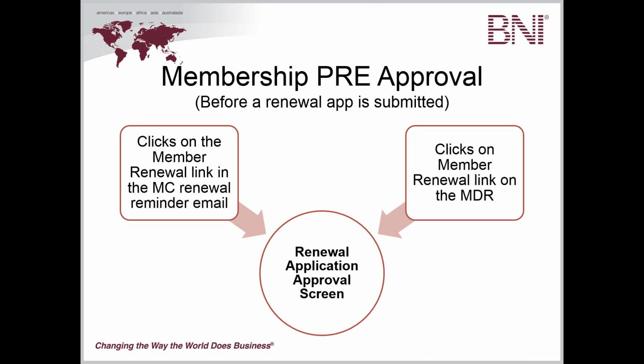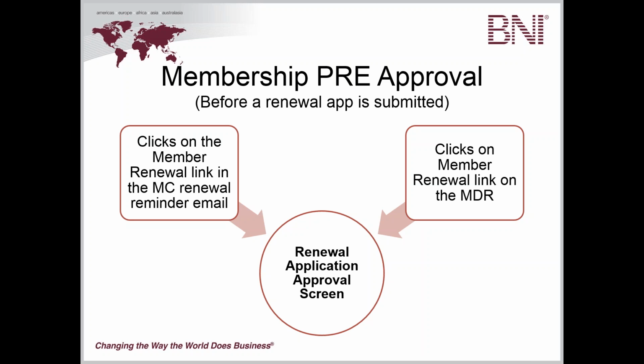So the pre-approval, a member can click the link on the renewal reminder email. So every membership committee person, every vice president, the leadership team, the director consultant, they get an email 90 days out with a list of all of the members that are due for renewal in 90 days. In that email, there is a link that says, click here to pre-approve this member. That will bring you to the pre-approval screen.